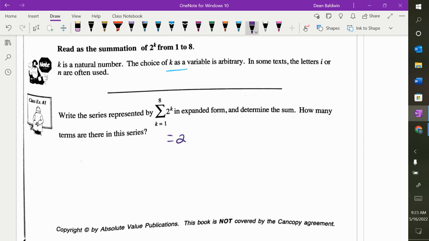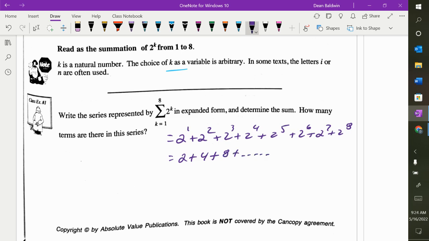So we put 1 in, I get 2 to the 1, and then it's 2 to the 2, and then it's 2 to the 3, and then it's 2 to the 4, and then it's 2 to the 5, 2 to the 6, 2 to the 7, 2 to the 8. What's 2 to the power of 2? 4. What's 2 to the power of 3? 8. All the way up. 2 to the power of 8 is 256.